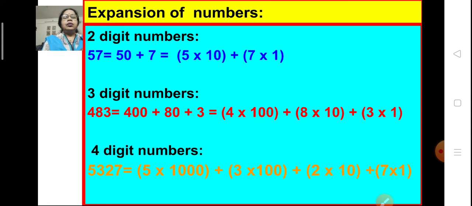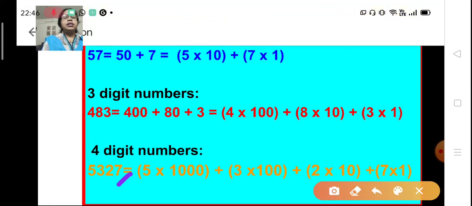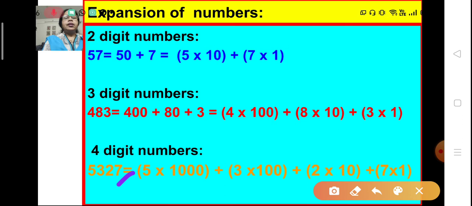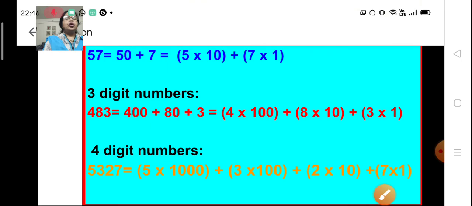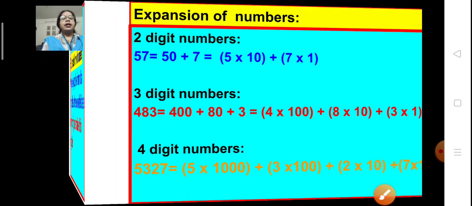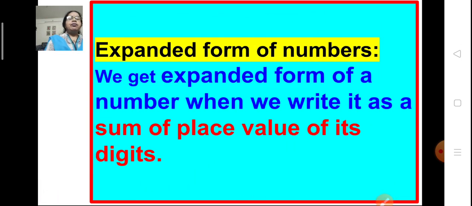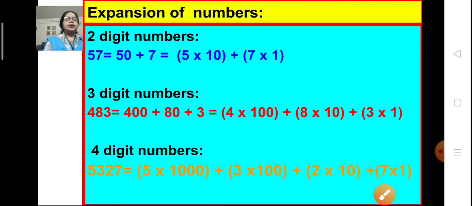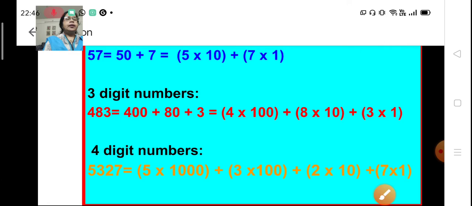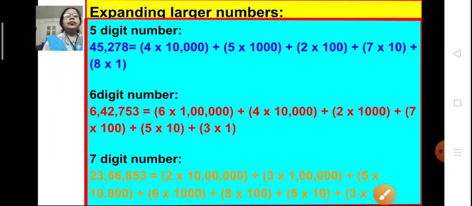The digit at ones place is multiplied by 1, the digit in tens place multiplied by 10, the digit in hundreds place multiplied by 100, and the digit in thousands place is multiplied by 1000. So, we get the expanded form of a number when we write it as a sum of place values of its digits. And how do we expand larger numbers?